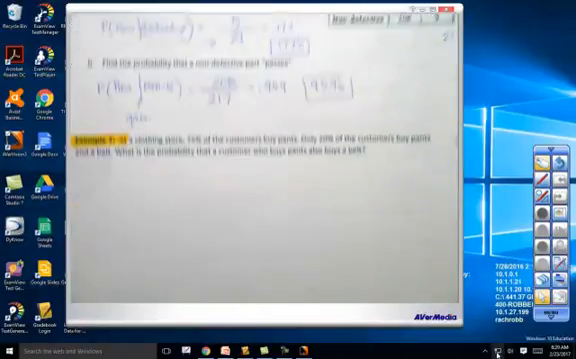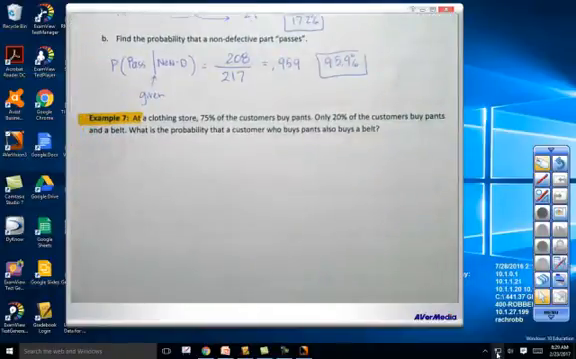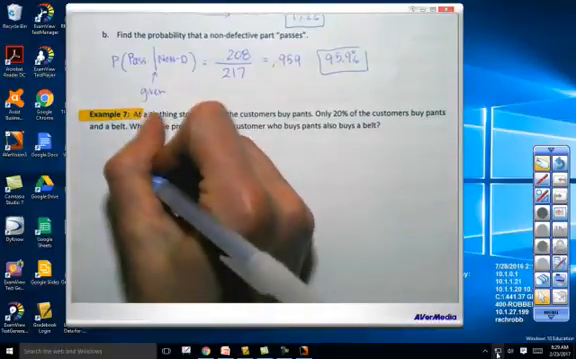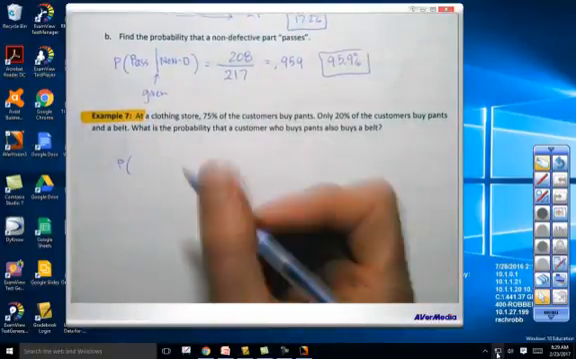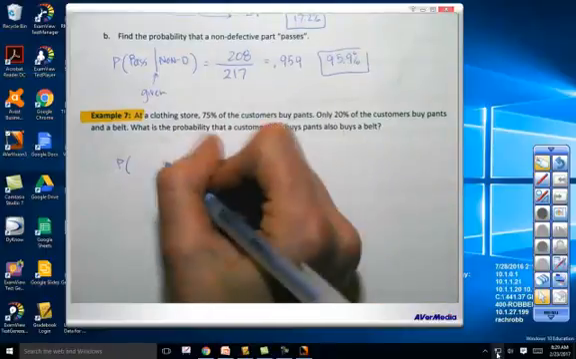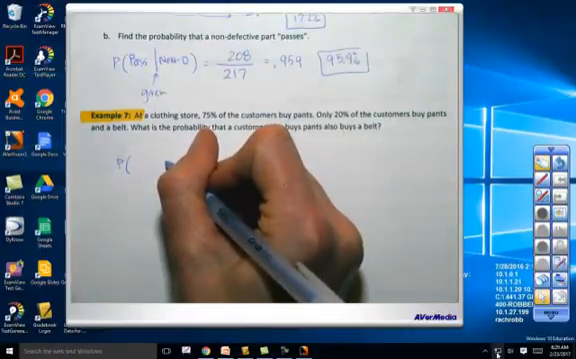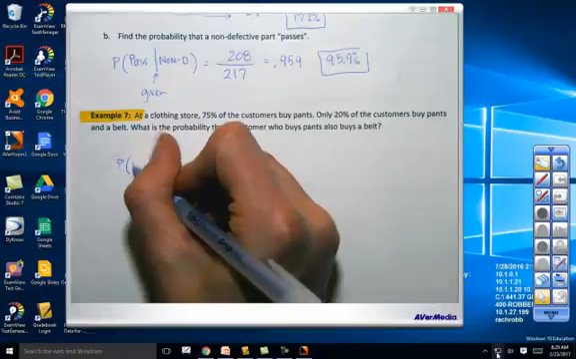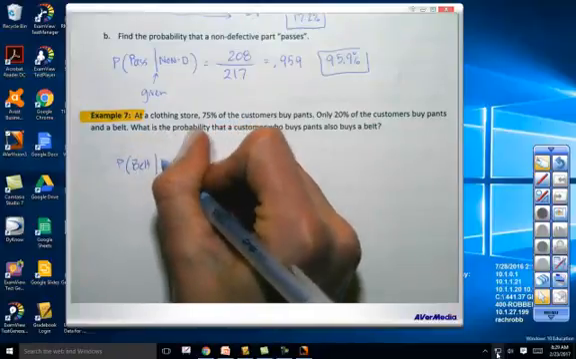Okay, the last one that's about conditional probabilities, example 7 says, at a clothing store, 75% of the customers are buying pants. Only 20% of the customers buy pants and a belt. What is the probability that a customer who buys pants also buys a belt? So if they've bought pants and then buy a belt, it looks like this: belt, given that they've bought pants.